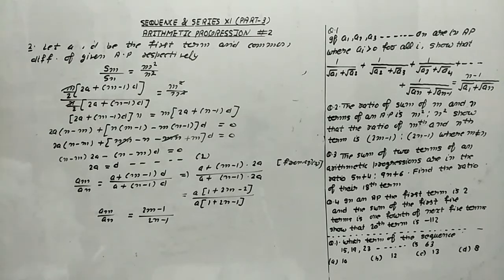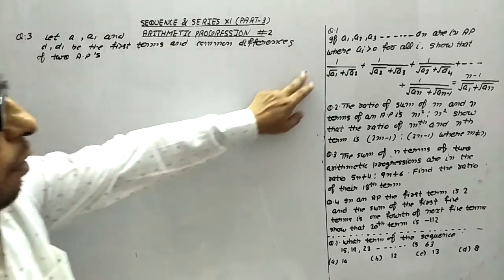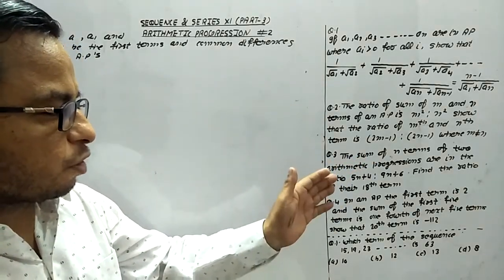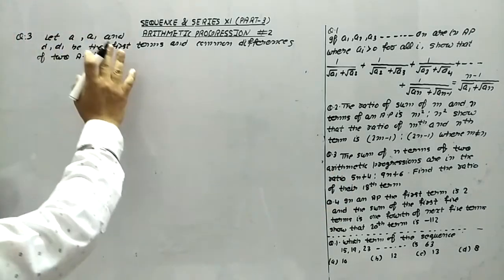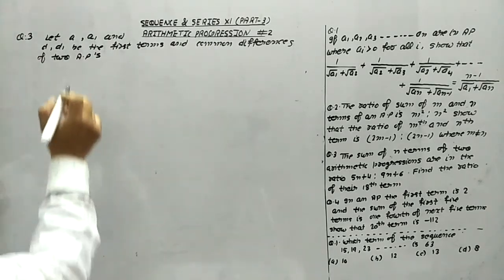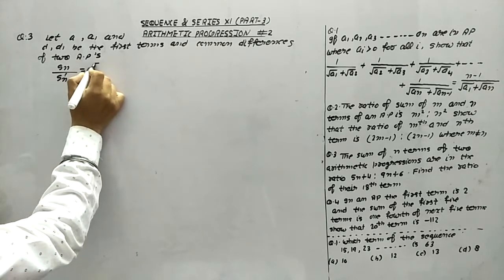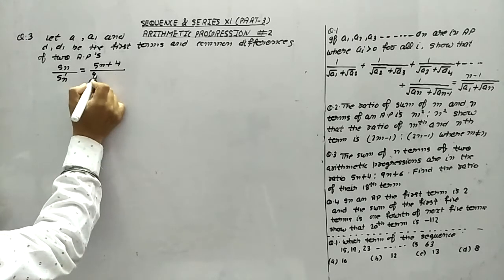the answer. Now let's do the solution of question number 3. In question number 3, the sums of n terms of two arithmetic progressions are in the ratio of 5n plus 4 to 9n plus 6. Find the ratio of their 18th terms. Now let a, a1 and d, d1 be the first terms and the common differences of two APs. Now it is given that the sum of n terms, Sn upon Sn dash, is equal to 5n plus 4 upon 9n plus 6.